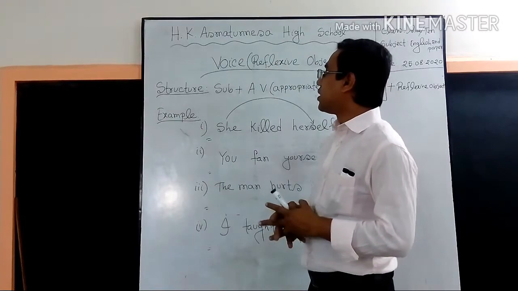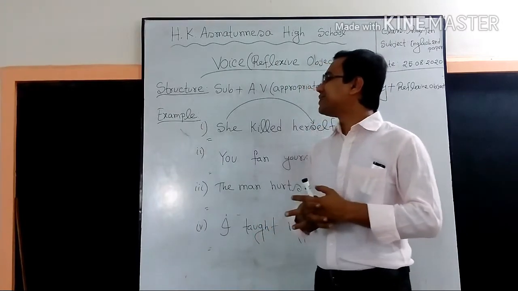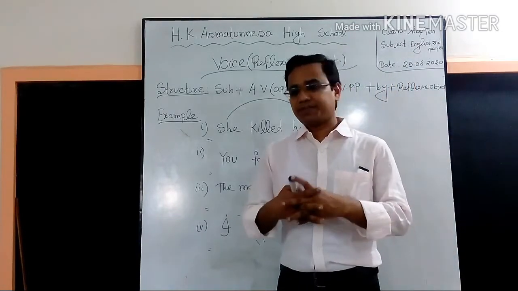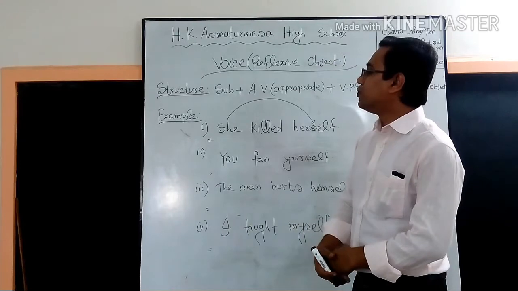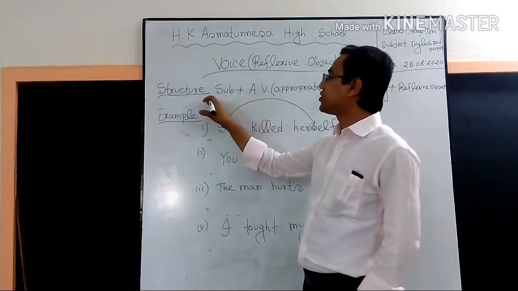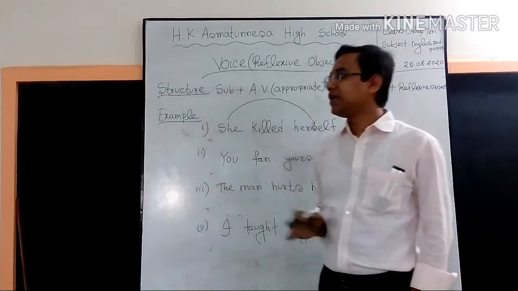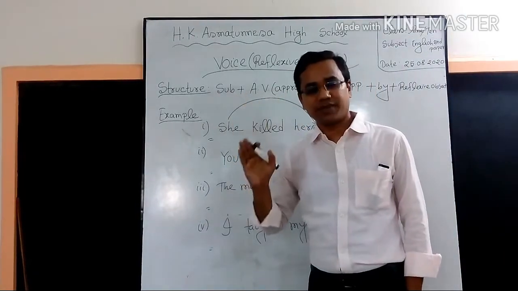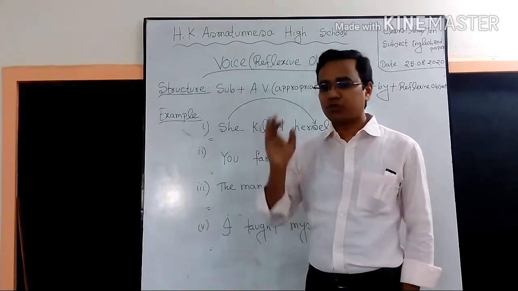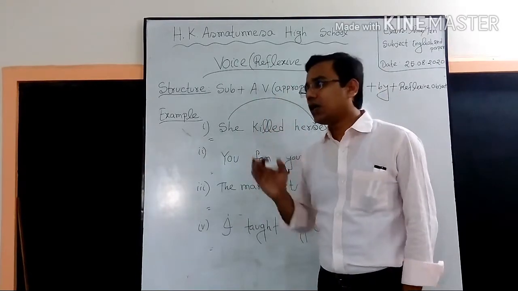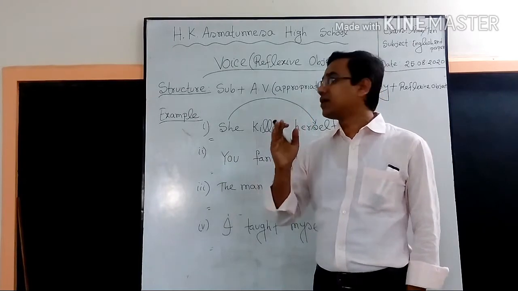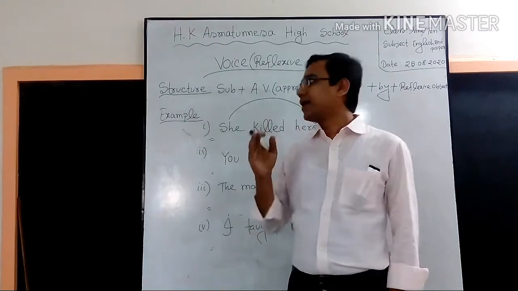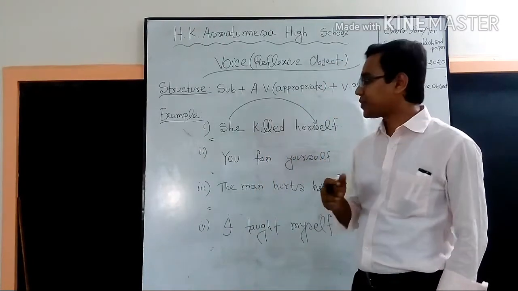Now, we will learn how to make a sentence that has a reflexive object into passive. First of all, we have to follow the structure. I have written a structure on the whiteboard. Please look very carefully, and try to memorize this structure. If you memorize this structure very clearly, I hope that you will be able to take any kind of active voice that has a reflexive object and make it passive.